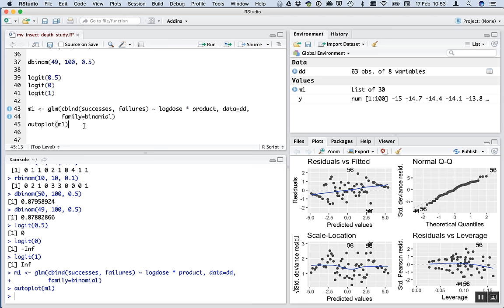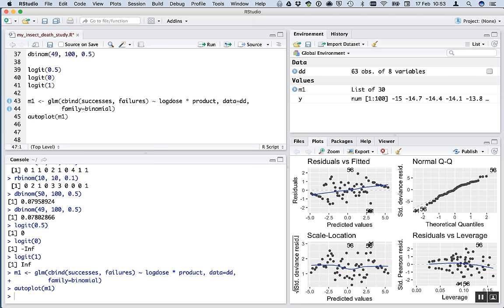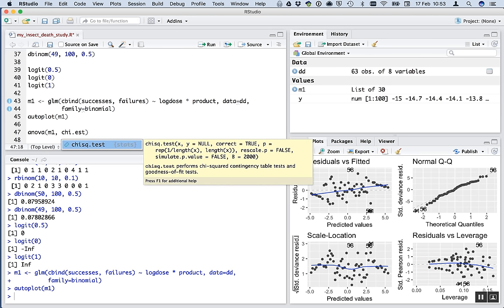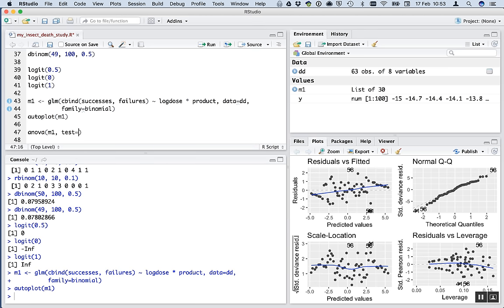The very first thing we can do is just check whether this interaction term is significant or not. We want to look at that interaction term itself, and we do that by doing something like an ANOVA table, an analysis of variance table, but it's actually an analysis of deviance table because this is a GLM and GLMs result in deviance. So we use anova M1. We also need to say test equals chi squared. We use a chi squared test for a binomial model, just like we did for the Poisson model.